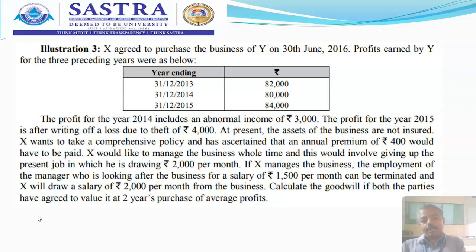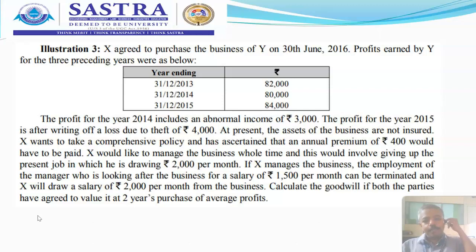If Mr. X manages the business, the employment of the manager who is looking after the business for a salary of rupees 1,500 per month can be terminated. So what happens? This 1,500 per month is going to be nullified in the future. It's not going to recur because X himself is going to manage full time. So 1,500 is not going to be an expense in future, so it can be added.